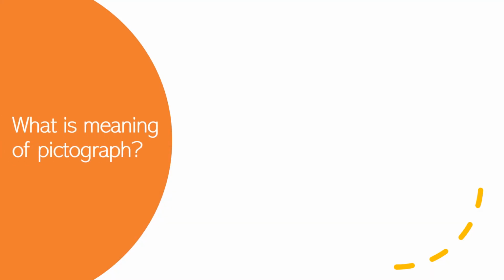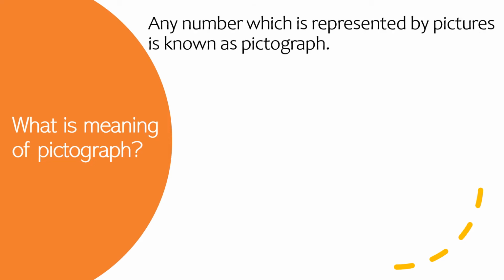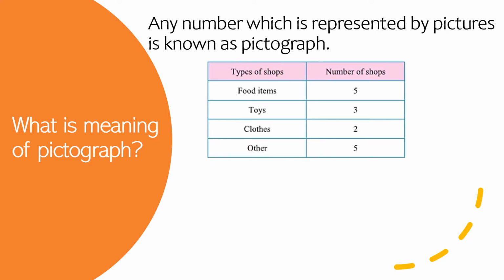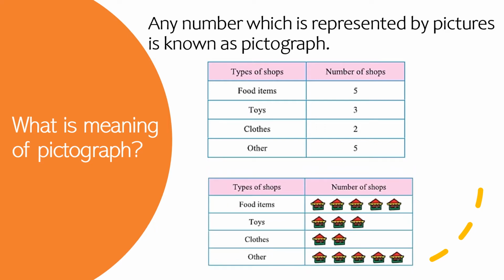What is the meaning of pictograph? Any number which is represented by pictures is known as pictograph. A pictorial symbol of a word or phrases. When we write the number of different objects in the given group, we call it data. This data can also be represented by drawing pictures. It is called pictograph.